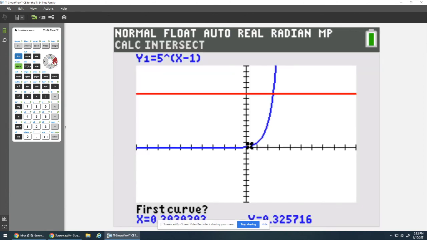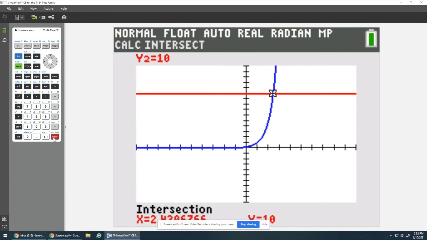Then I'm going to move my cursor close to that point of intersection. It doesn't have to be right on top of it. It can be, but it doesn't have to be. The calculator is asking, am I on the first curve? I'll press enter to say yes. Did I jump to the second curve? I press enter to say yes. Now it's asking if it can use that number down there, that x value, as a guess. And yes, it can. The guess is really about just getting to the answer quicker here.